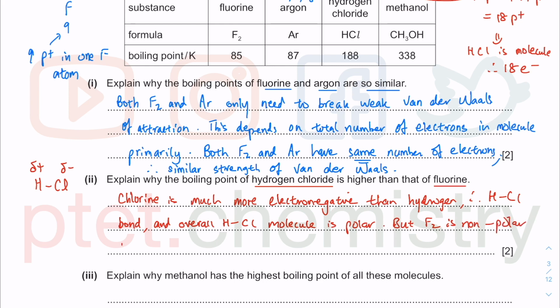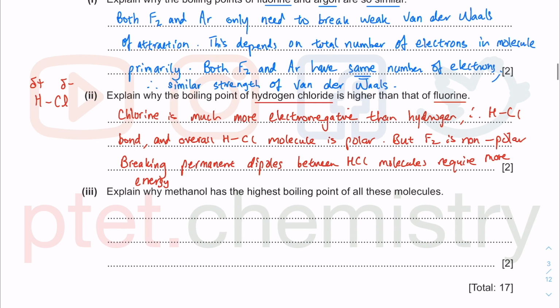So what happened is we need to break permanent dipoles, and this is between the polar molecules. So between HCl molecules require more energy, and that is why you have a slightly higher boiling point, because you require more energy to break the stronger permanent dipole than breaking the weaker van der Waals forces or the weaker London dispersion forces. Something about comparisons of the energy required, energy expenditure, that should be alright.